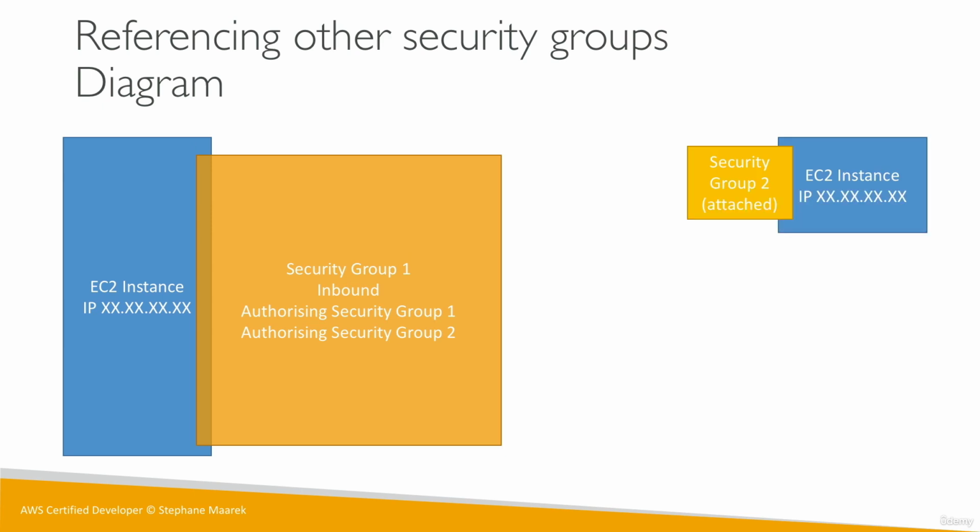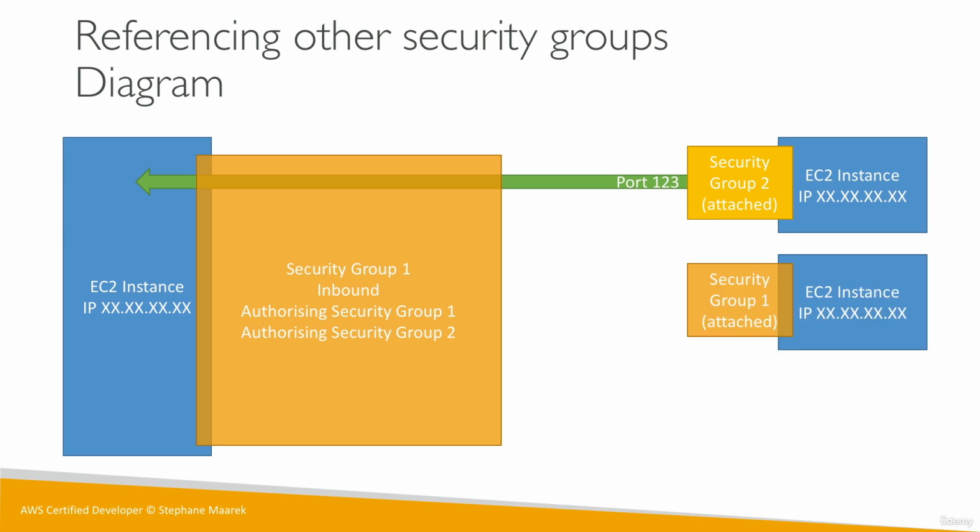Well, if we launch another EC2 instance with security group 2 attached to it, then by using the security group rule that we just set up, we allow this EC2 instance to connect straight through, on the port we decided, to our first EC2 instance. Similarly, if we have another EC2 instance with security group 1 attached, we've also authorized it to communicate straight back to our instances. And so regardless of the IP of our EC2 instances, because they have the right security group attached to them, they're able to communicate straight through to other instances.